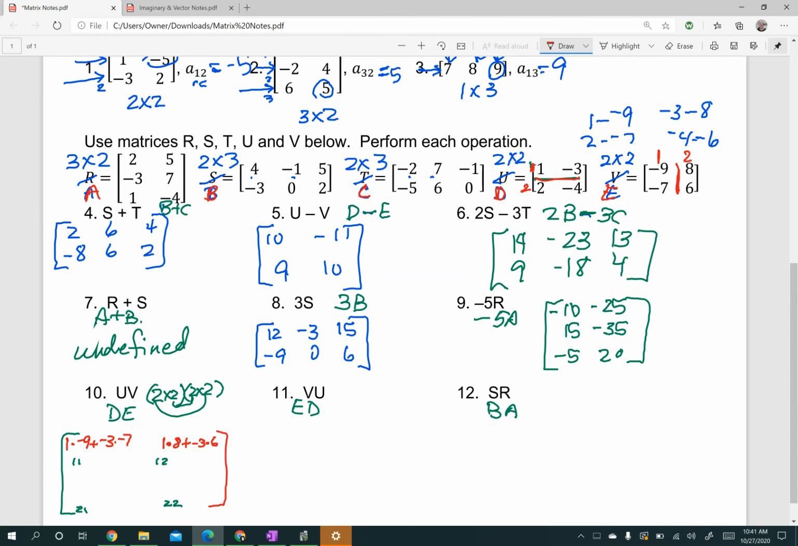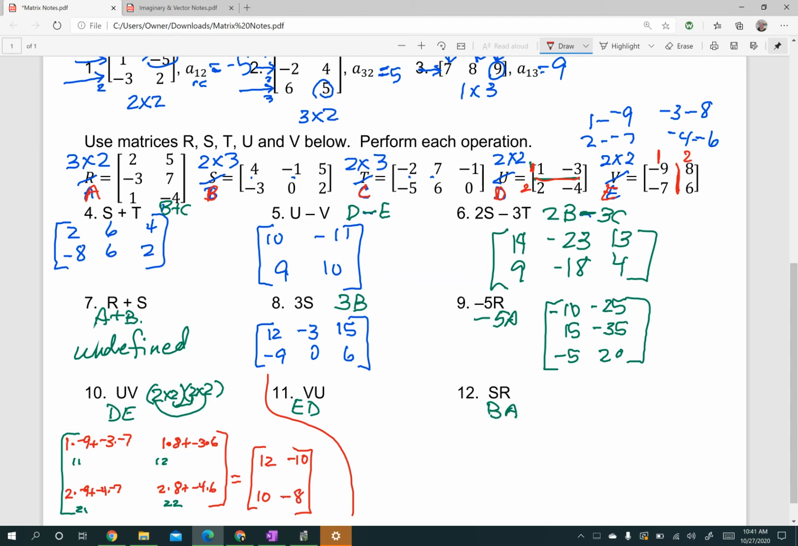Okay? And then for the second row, I'm going to do 2 times -9 plus -4 times -7, and 2 times 8 plus -4 times 6. Well, what that comes out to is -9 plus 21 is 12. 8 plus -18 is -10. -18 plus 28 is 10. And 16 minus 24 is -8.